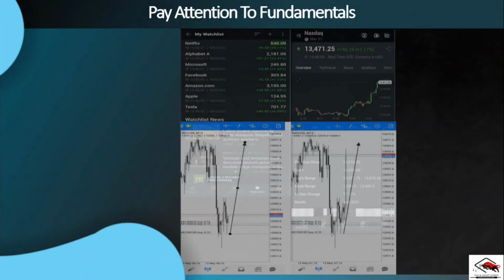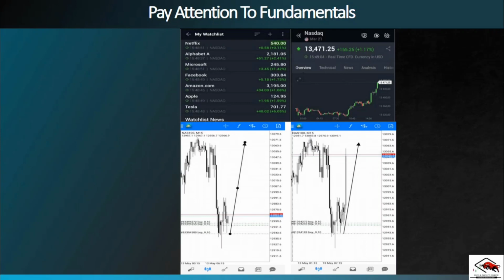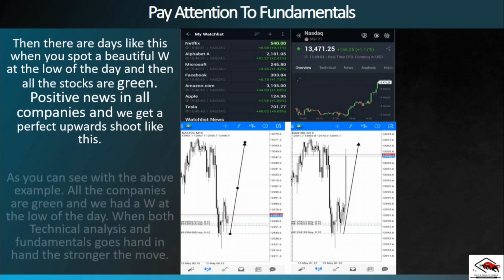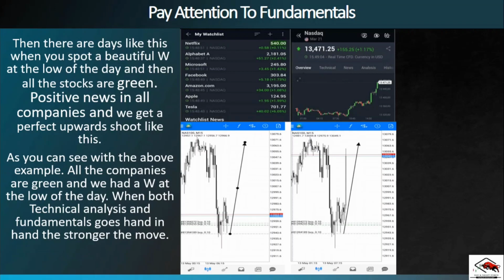Now we just showed you a setup that didn't play out due to negative fundamentals, but we also have days like this when you spot a beautiful W at the low of the day and all the stocks are green. These are the ones that you can go hard on because you know that this is a confirmed trade and basically the chances of it playing out are very, very high, right?